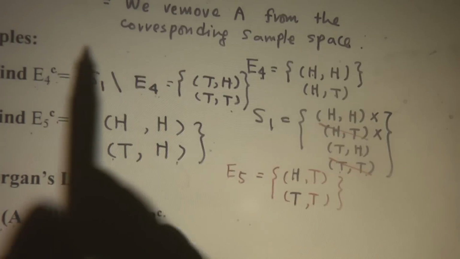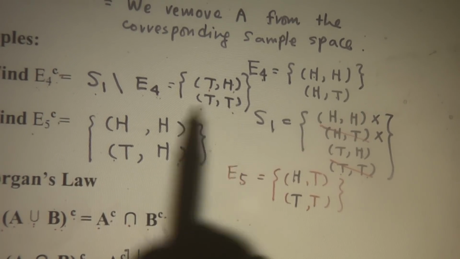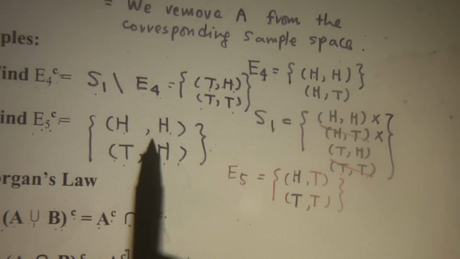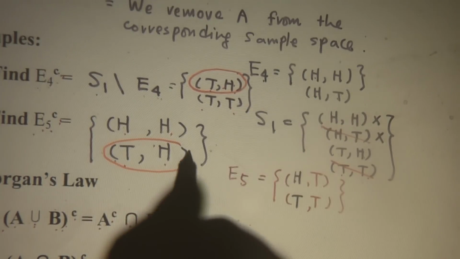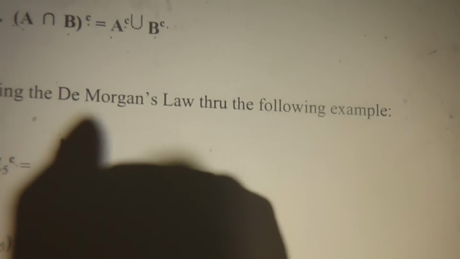So let's look at here. E4 complement: tail-head, tail-tail. E5 complement: head-head, tail-head. Do they share anything in common? Answer is yes. They share tail-head in common. So E4 complement and E5 complement is tail-head.